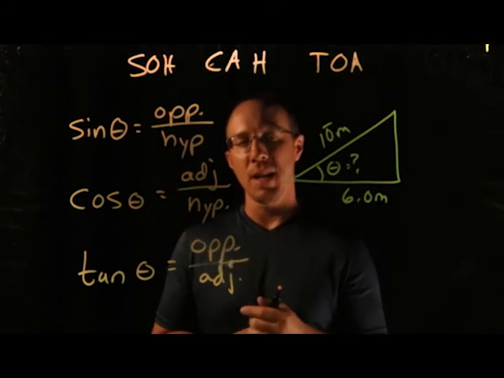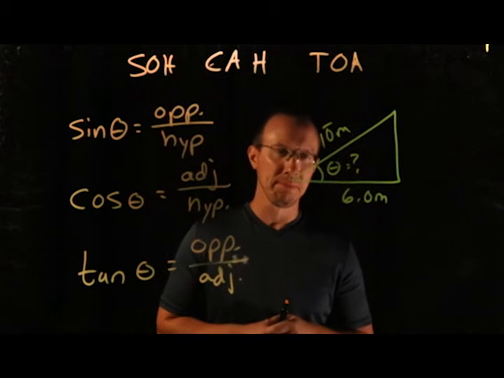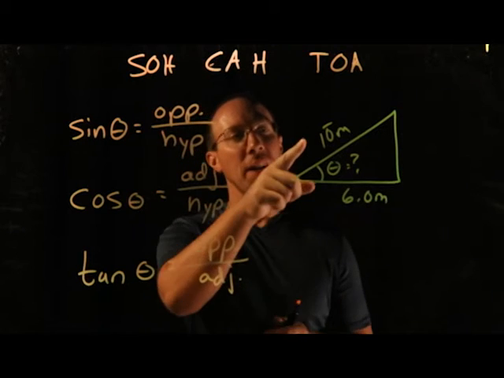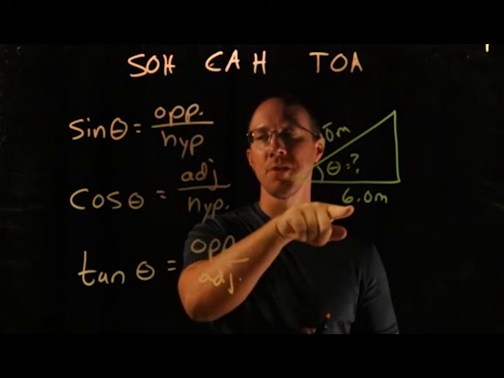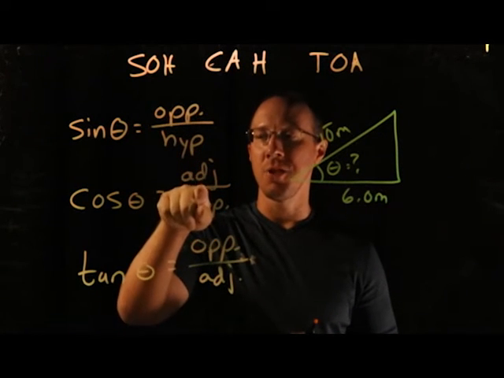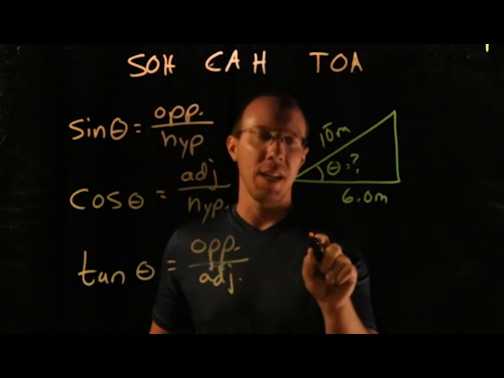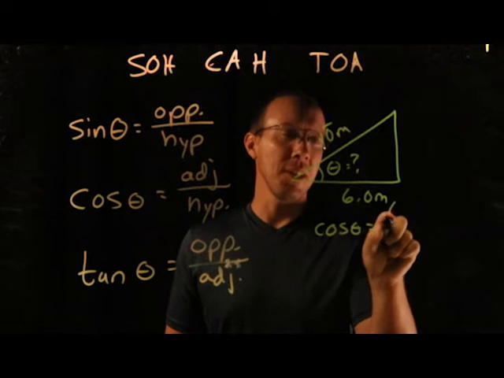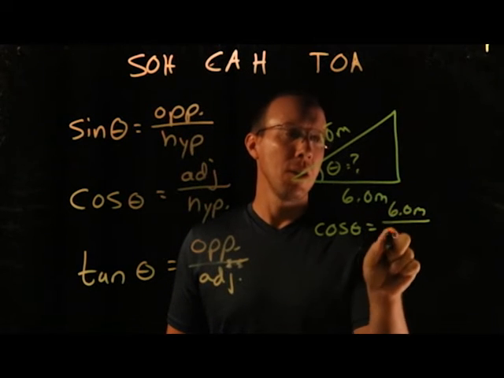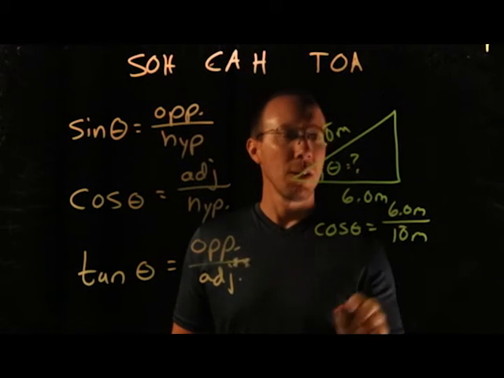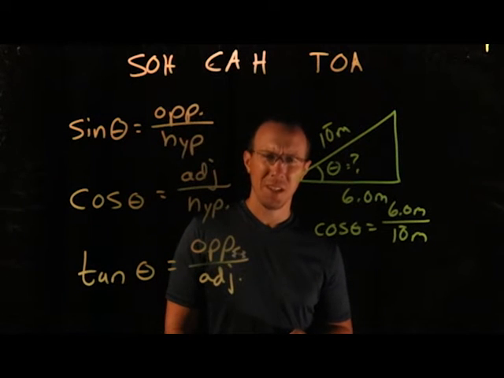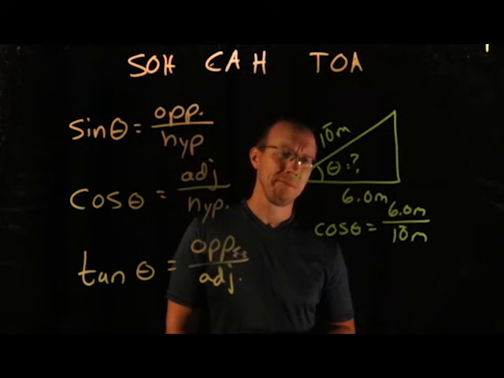So we're trying to figure out what theta is. So we have the hypotenuse, and then 6 meters would actually be the adjacent. So we're looking at cosine. So cosine of theta is the adjacent over the hypotenuse. Now this is called what? Inverse cosine? Inverse cosine? Yeah.